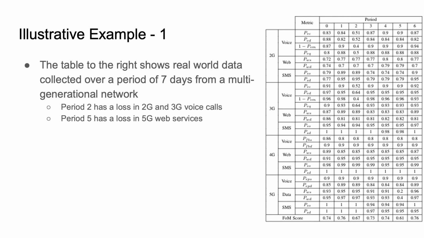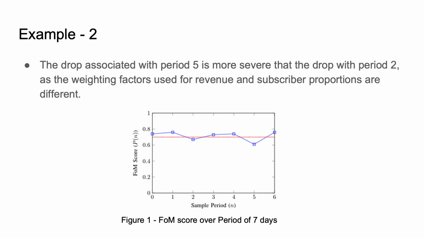Okay, so the table on the right shows real-world data collected over a period of 7 days for a multi-generational network. Each period represents a time frame of 24 hours. Period 2 has a loss in 2G and 3G voice calls, while period 5 has a loss in 5G web services. The final row on the table shows the final figure of merit score for that given day. If we look at these scores, we can see that the drop associated with period 5 is more severe than the drop in period 2, as the weighting factors used for revenue and subscriber proportions are different.